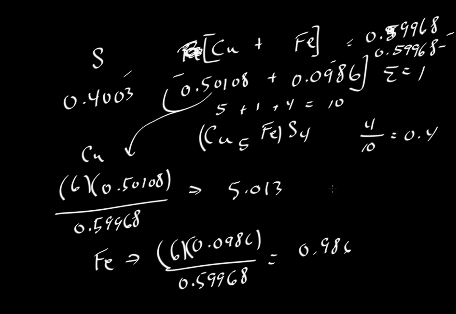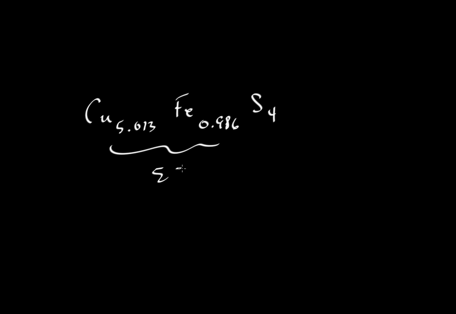So the precise formula would be copper 5.013 and then iron 0.986 and then sulfur at just 4. We're just assuming we have a perfect number of sulfurs. So this would be our precise formula unit, and that's pretty close to the ideal. So let's just rewrite that again. Our formula would be copper with a subscript of 5.013 and then iron with a subscript of 0.986, and we'll just say we have 4 sulfurs. So these sum to 6.